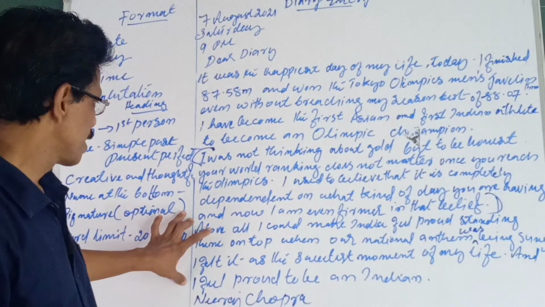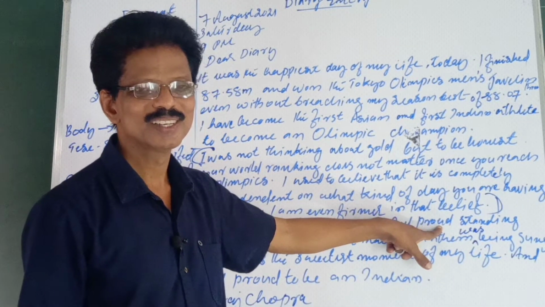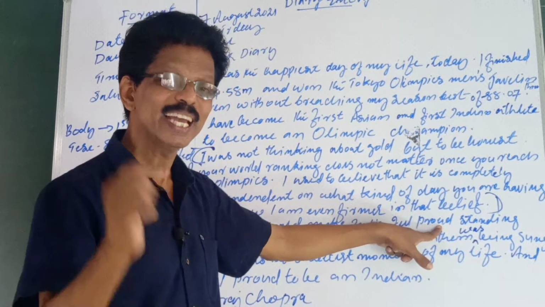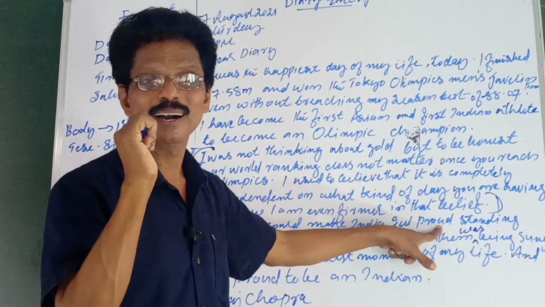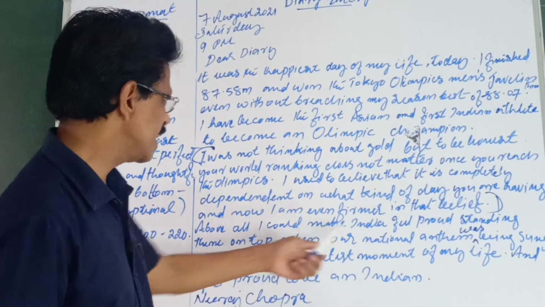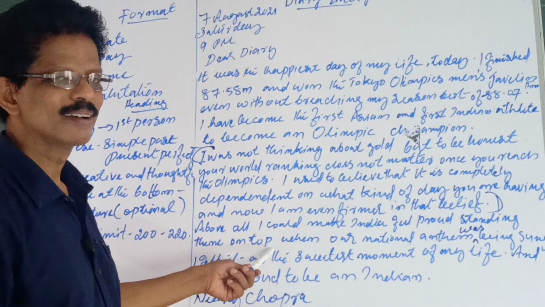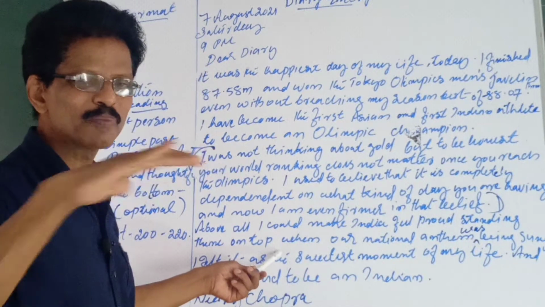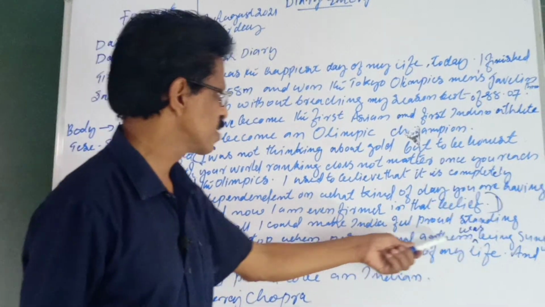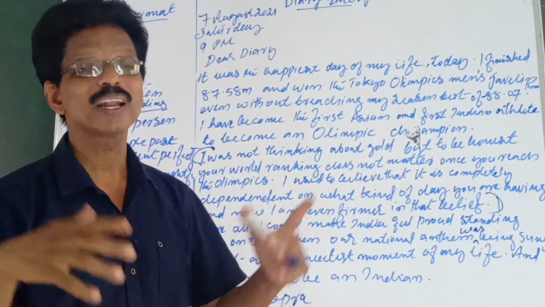Above all, I could make India feel proud. See, he could make every Indian feel proud. Every Indian, each and everyone feels proud to be an Indian. I could make India feel proud standing there on the top. See, gold, silver, bronze. Gold will be standing on top. When our national anthem was being sung, that is the most precious moment. Our national anthem being sung.